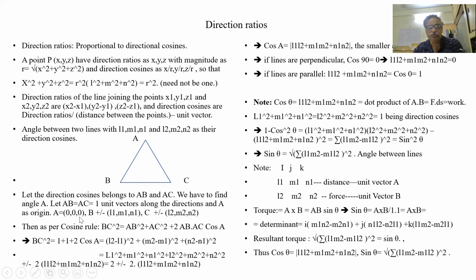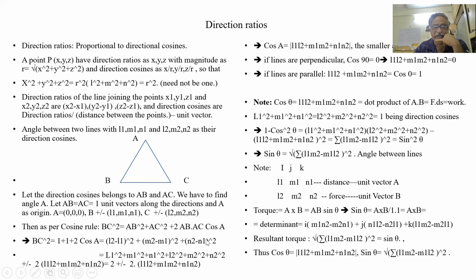A is 0, 0, 0. So as per the cosine rule, BC square is AB square, which is 1 square, 1, plus AC square, which is also 1, minus 2 into 1 into cos A. But what is BC? BC is L2 minus L1 whole square plus M2 minus M1 whole square plus N2 minus N1 whole square. Because these are the coordinates. If we're taking A as 0, 0, 0, these are the coordinates at a distance of 1 each. AB is 1, AC is 1. So the distance between coordinates, this is the formula.